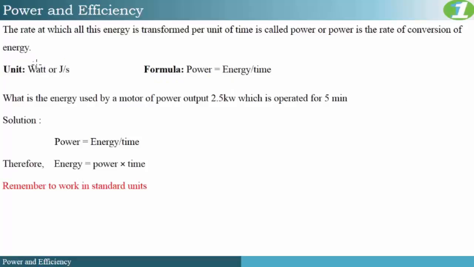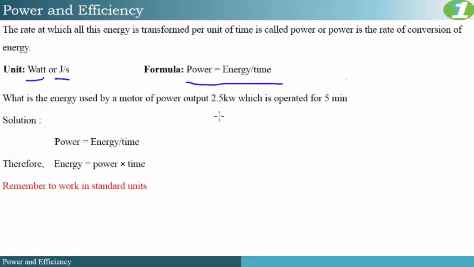Now, you would recall that we already established that energy is considered to be the ability to do work, and work is energy in motion. The rate at which all this energy is transformed per unit time is called power. Or we could say that power is the rate of conversion of energy. The unit for power would be watt or joules per second. And the formula for power, as stated by the definition, would therefore be energy over time. So energy transformed per unit time is known as the power.